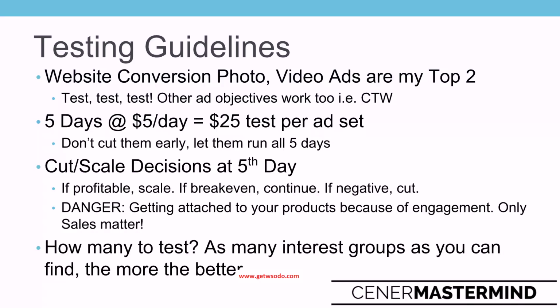If everything spends $25, then you could be looking at the ad stats evenly and just say, okay, this one definitely outperformed, this one didn't do well, etc. You can compare them since they're all at $25 spent. Okay, that's going to be your $5, 5 days. At the end of the 5th day, you're going to make your simple cut and scale decisions. If you're profitable, you're going to scale it. If you're break even, you're going to continue, and if you're negative, you're going to cut the ad. Okay, super simple.